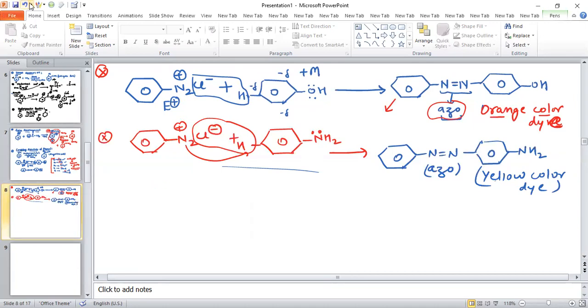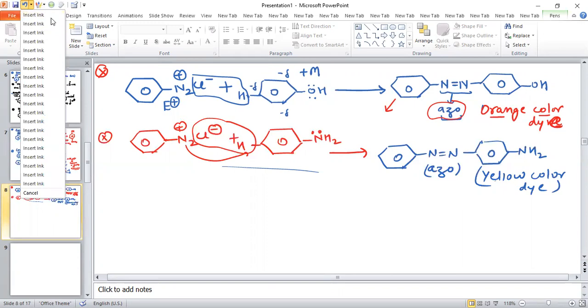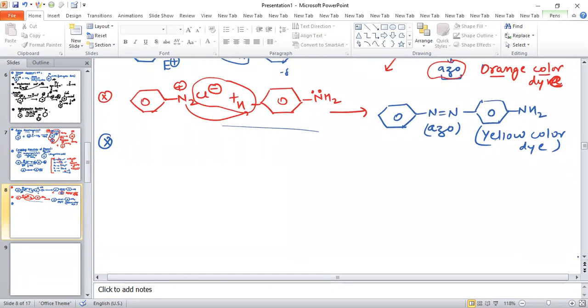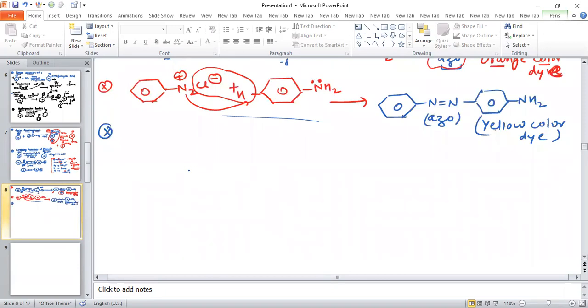Now we are going to discuss another reaction related to phenol. Next we are going to discuss the reaction of phenol for the formation of phenolphthalein. See how phenolphthalein is formed, how phenolphthalein is obtained. I am going to explain how phenolphthalein is obtained. First of all, we use phthalic acid. What is phthalic acid? Phthalic acid has two COOH groups.